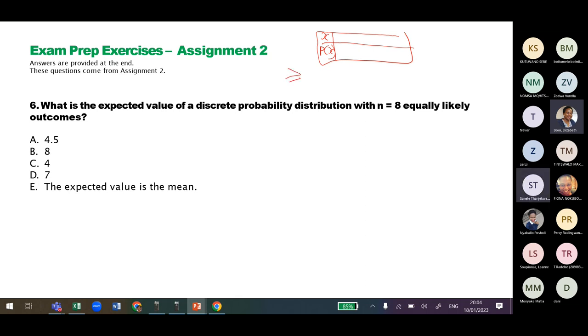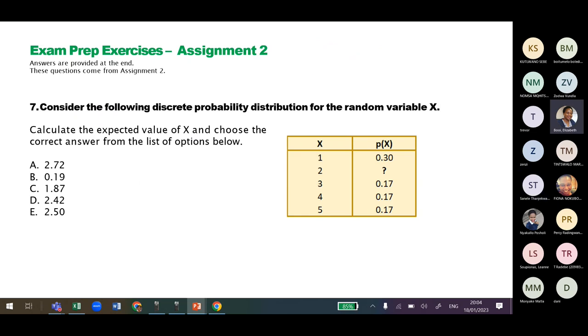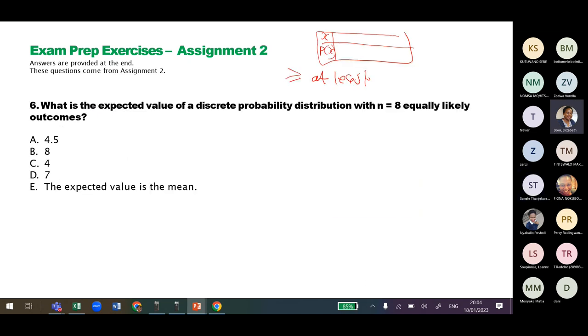Remember, what does this mean? Or what does this mean? At least. And when I'm referring to at most, what does that mean? What does this mean? What does this refer to? You need to be able to know these things, especially when you work with discrete probabilities.